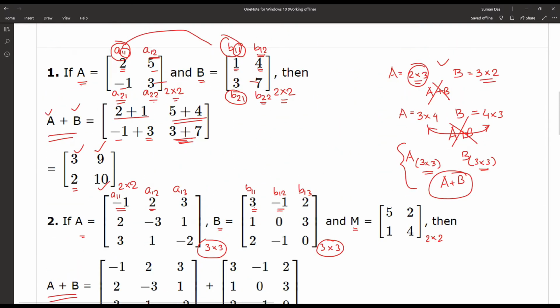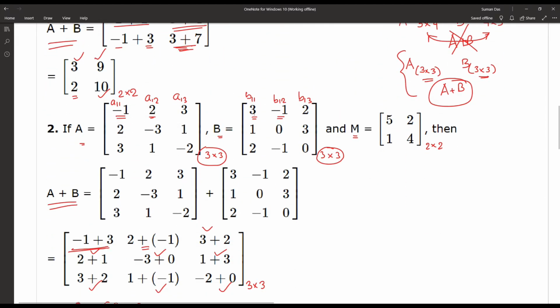Now look at the other two matrices. Suppose we want to add matrix A with matrix M. Now matrix A has the order 3 cross 3, but matrix M has the order 2 cross 2. As the two matrices have different orders, we cannot proceed with the addition of A and M. That means A plus M is not possible.